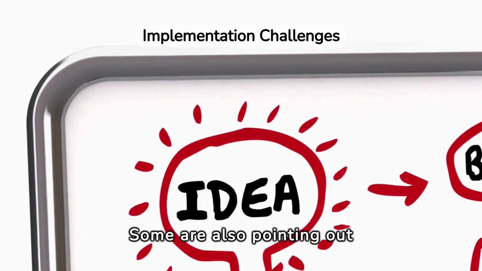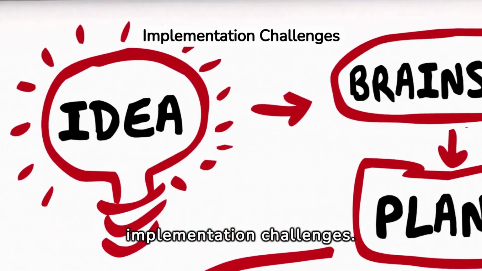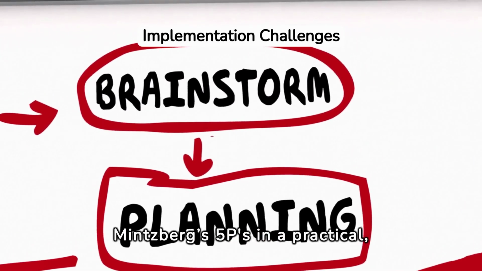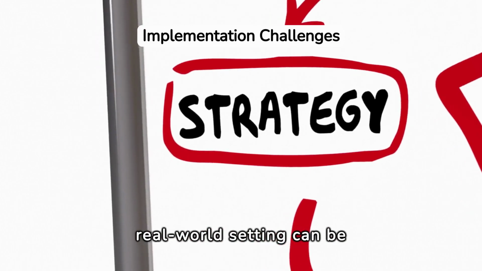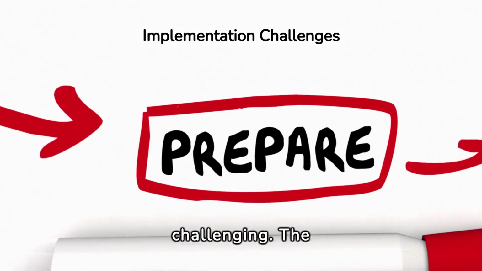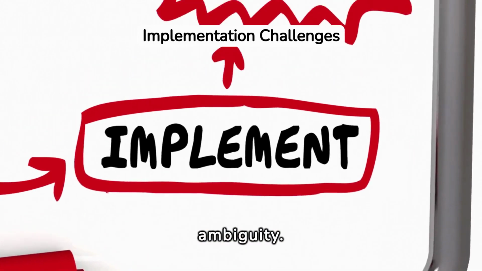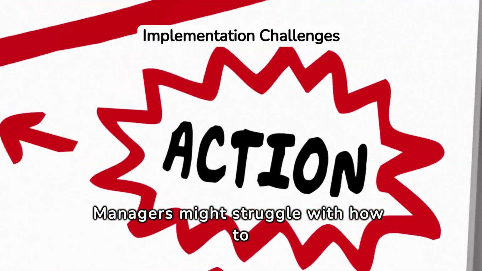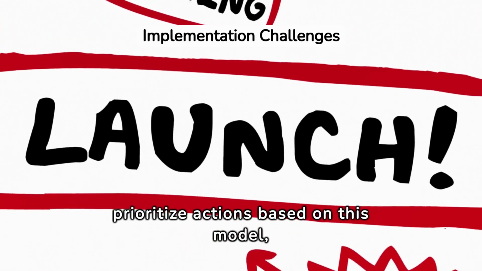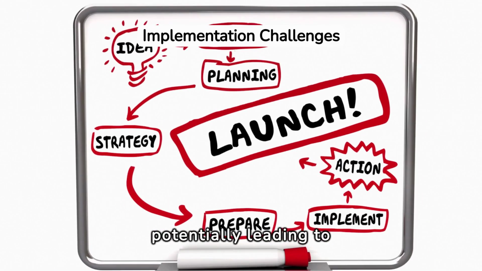Some are also pointing out implementation challenges. Applying Mintzberg's 5 Ps in a practical, real-world setting can be challenging. The broad definitions of each P can lead to strategic ambiguity. Managers might struggle with how to effectively implement or prioritize actions based on this model, potentially leading to strategic paralysis or misalignment.